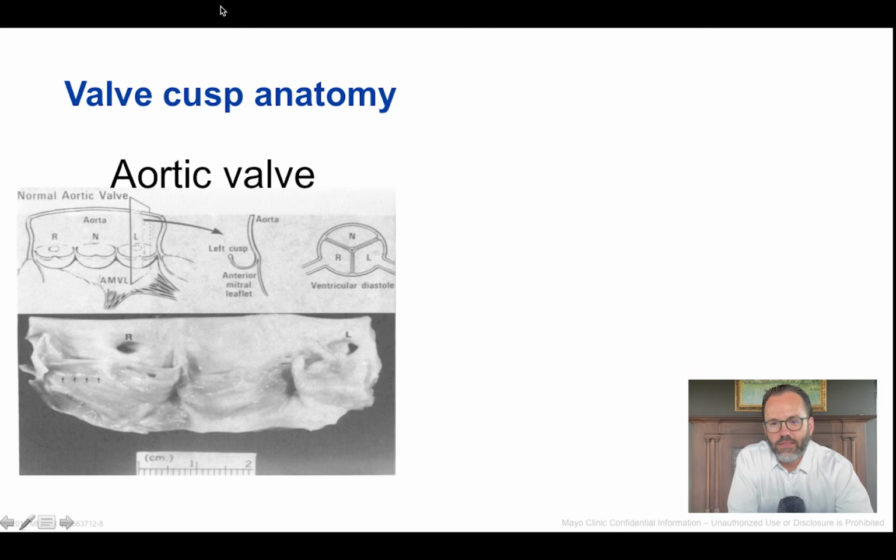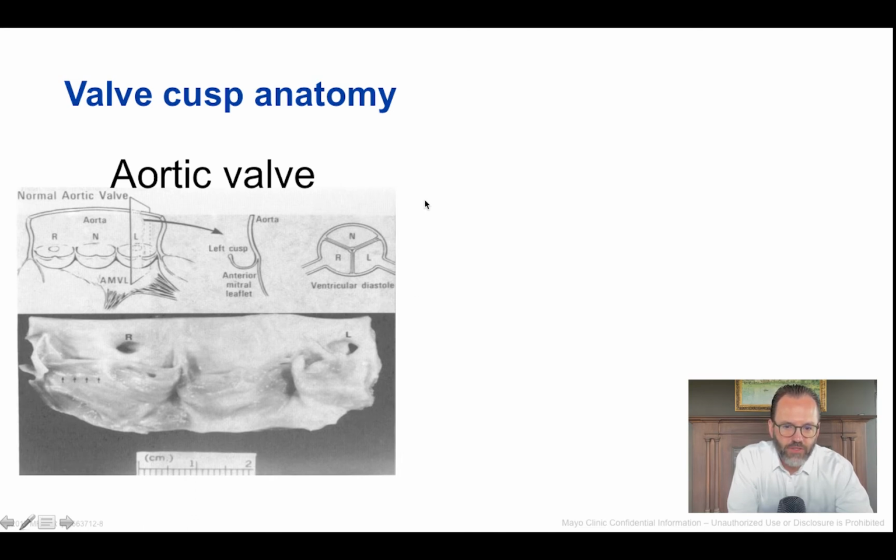So again, when we look at these things in a little bit more detail, and we look at valve cusp anatomy, when we're looking at the aortic valve, you can see here, again, we've got the right cusp and the left cusp. The anterior cusp is often referred to as the non-coronary cusp. But again, you can see here that it's very clear, when we're evaluating the anatomy of this overall structure, that the coronary ostia are actually very easy to identify, both in the picture as well as in the dissected aortic root.